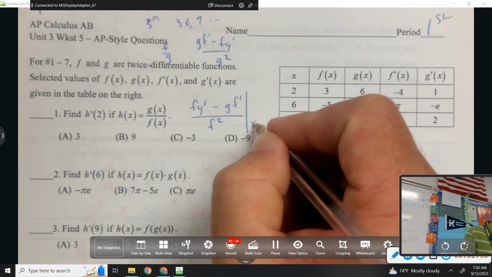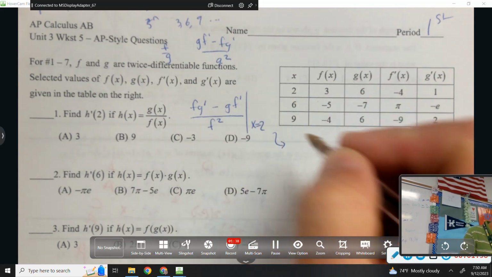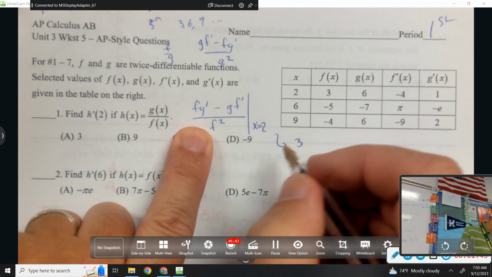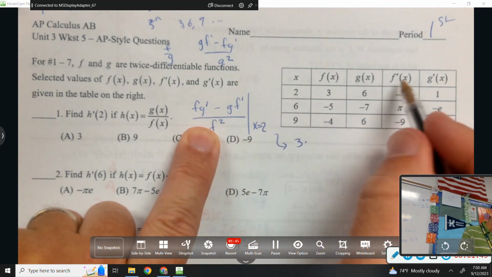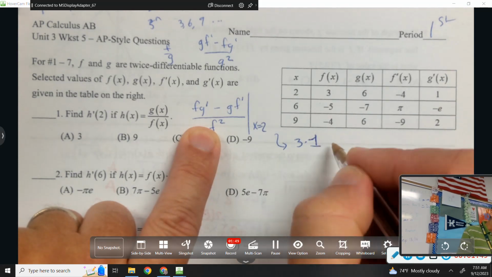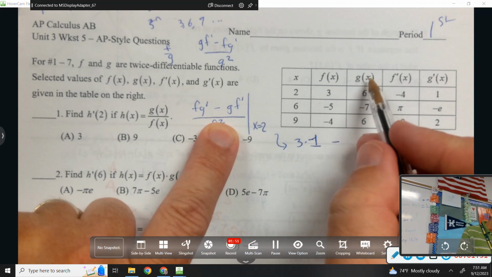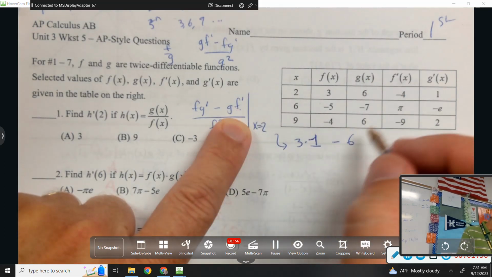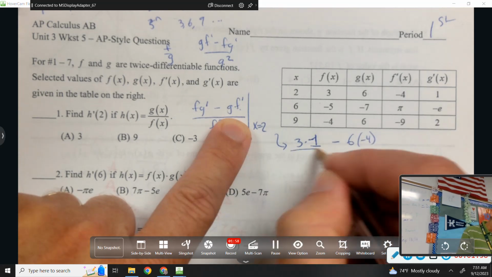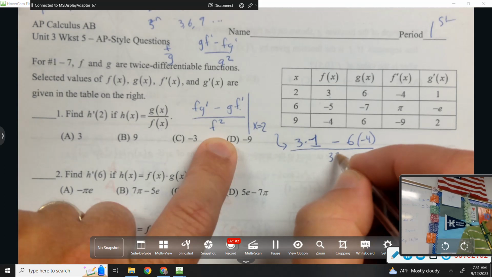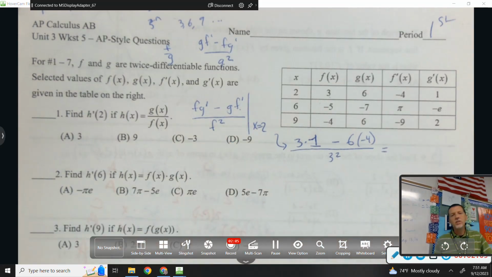So then I want to evaluate all of those at x equals 2. So f at 2 is 3. G prime at 2 is negative 1. Nope, is 1. Excuse me. Minus g of 2 is 6. F prime at 2 is negative 4. All over f at 2 squared.